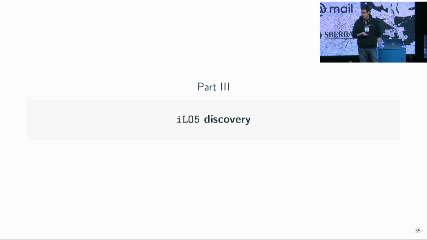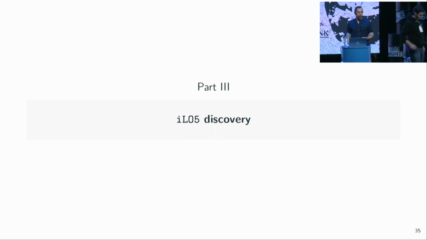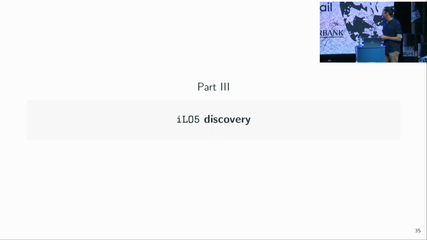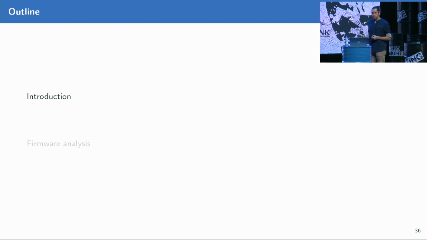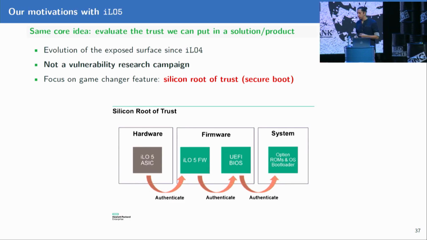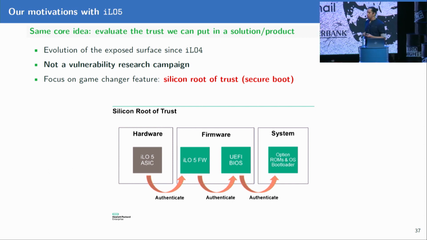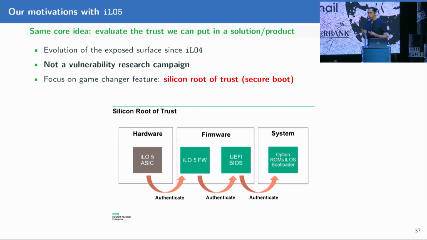And now comes ILO 5, the new version of ILO. So I will let Alex tell you about that. So yeah, in the middle of 2017, HP released a new version of servers, which is the generation 10 of HP servers, which embeds a new version of ILO systems. What we wanted to know, our motivation, was simply to assess the evolution of the attack surface. It was not a complete vulnerability research campaign, that's not what we were looking for.